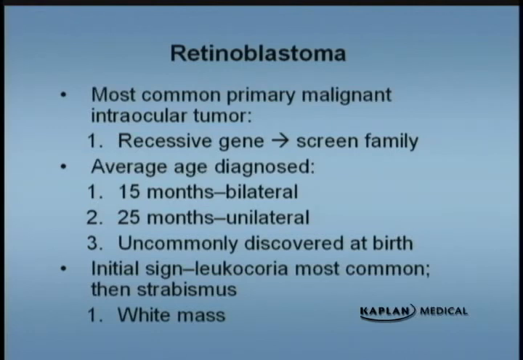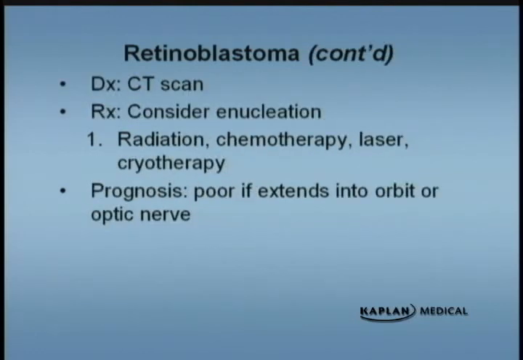Sometimes it will be discovered at birth with leukocoria. Certainly the leukocoria is the first thing that you'll notice. Later on, the patient may have strabismus because, since it's a deprivational mechanism, they're not really seeing out of that eye, and so they start to have strabismus and possibly amblyopia. And it will be seen as a white mass. The diagnosis of retinoblastoma you're going to make on CT scan. So if they ask you about a patient that has a white reflex in the eye, what's your next step? Get a CT scan of the head, and that will make your diagnosis.